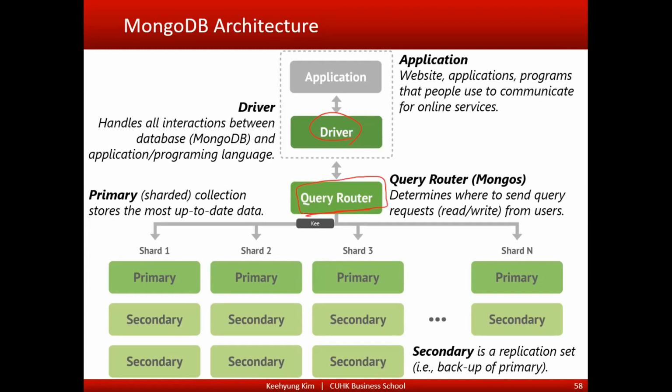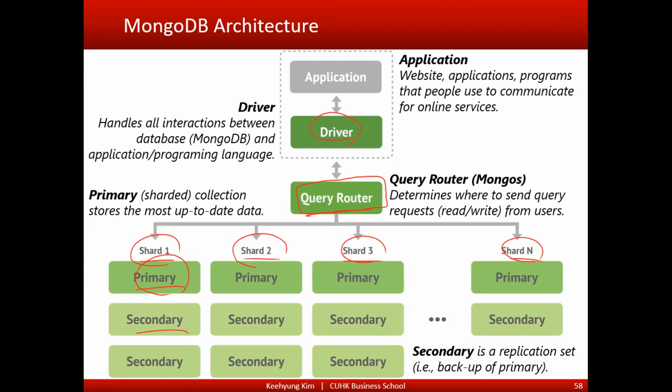Then in MongoDB, there is something called the query router. The query router will receive the request from the user and it will redirect the request to a different server based on the shard key. So you may have multiple shards like this. Basically, each shard you can consider as a server, and in each server there can be a primary collection and a secondary collection like this. The primary collection is something like the main information.